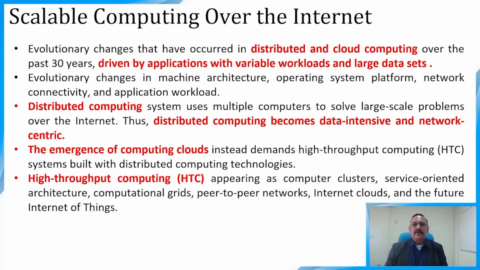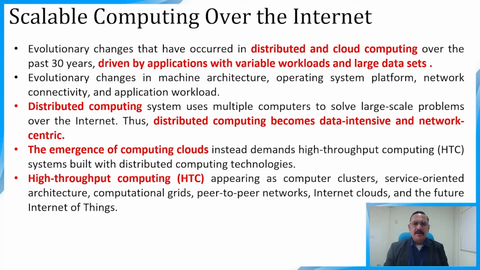Now, let us see how the cloud gives scalable computing over the internet. Evolutionary changes have occurred in distributed and cloud computing over the last 30 years, which are now driven by applications, variable workloads and large data sets. These are some of the challenges or requirements of today's cloud, which has changed from distributed to cloud computing. These evolutionary changes have been made in machine architecture, operating system, network connectivity and application workloads.